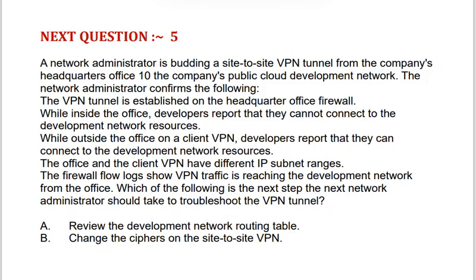While outside the office on a client VPN, developers report that they can connect to the development network resources. The office and the client VPN have different IP subnet ranges. The firewall flow logs show VPN traffic is reaching the development network from the office. Which of the following is the next step the network administrator should take to troubleshoot the VPN tunnel?